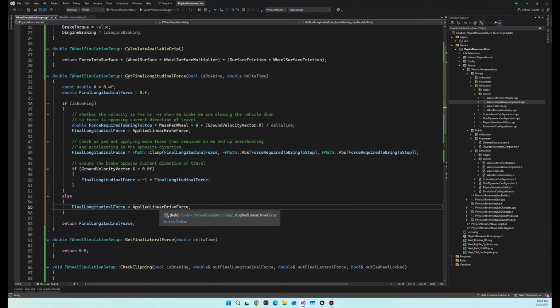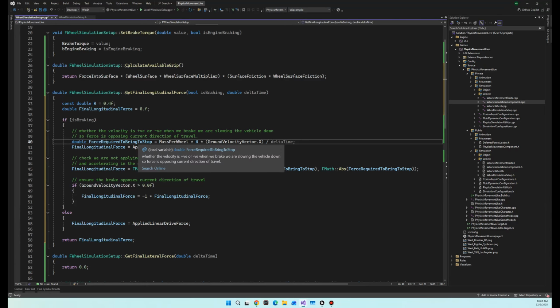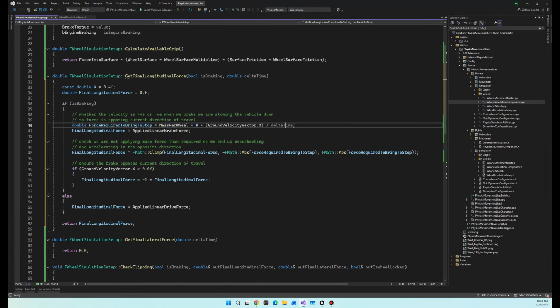If we're accelerating, we're just going to take the applied linear drive force that we'll be calculating in the simulation and just apply that. Otherwise, if we're braking, then we have to do some additional math. This is the force required to bring the vehicle to a stop. That's based on the mass per wheel multiplied by the K value, then multiplied by the ground velocity, and all of that is then divided by delta time. So this is per frame.